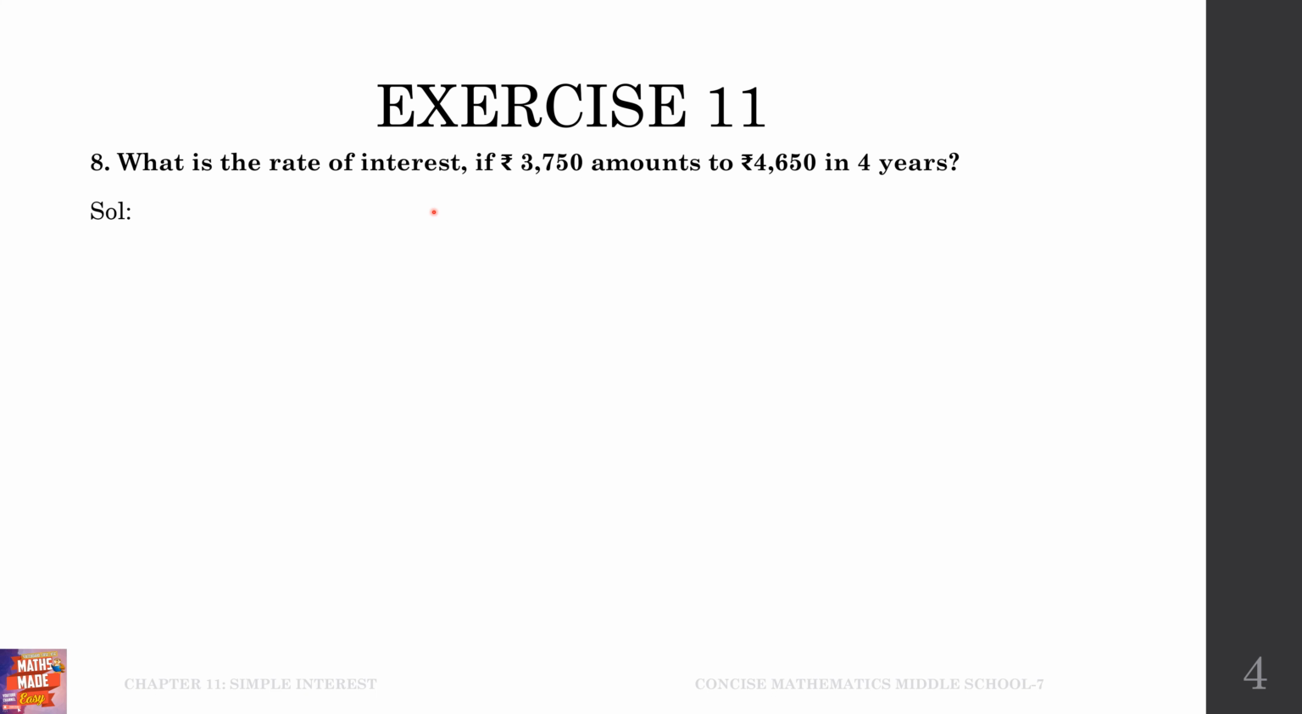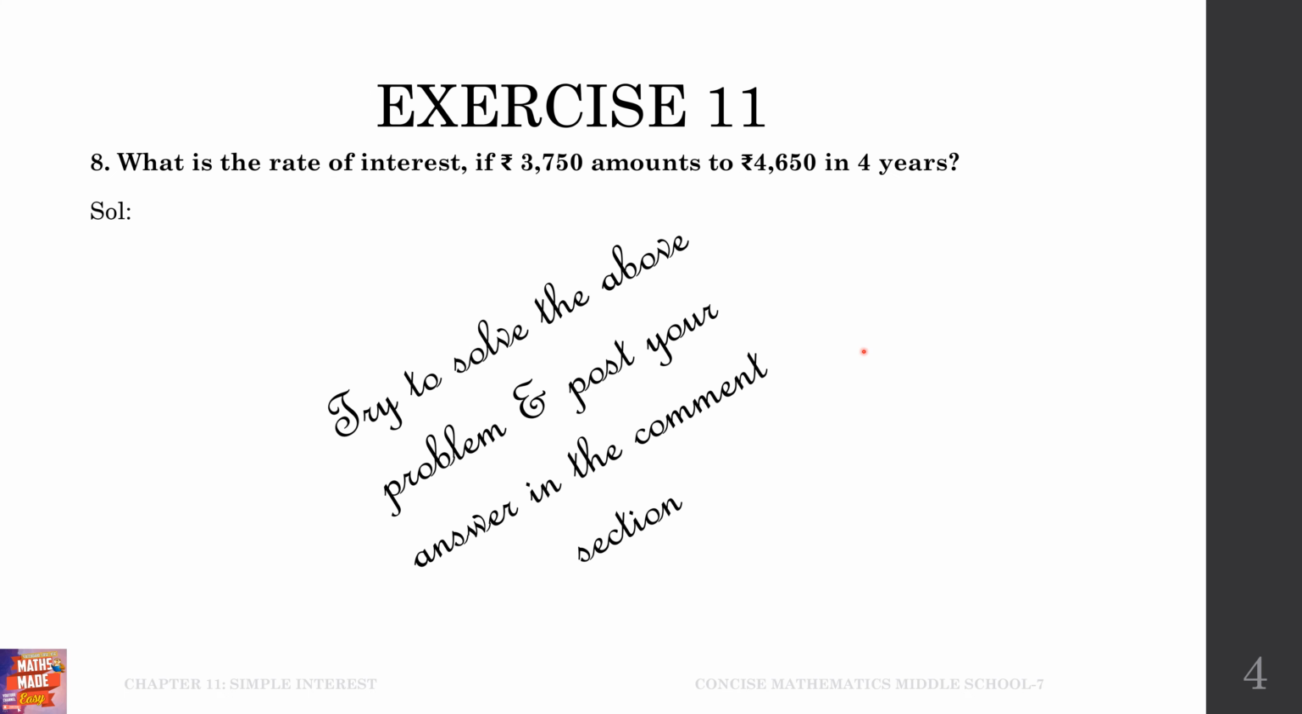Here is your homework for today. What is the rate of interest? Here we need to find out R. If 3750 amounts to 4650 in 4 years. Here they have given us the principal, this is the amount, and this is the time in years. So it is really very easy, children. You can easily find it out. Try to solve this problem and post your answer in the comment section.